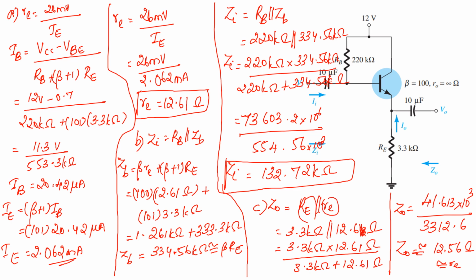Because capital RE is equal to 3.3 kilo ohm and small re is equal to 12.6 ohm, right? So compared to small re, capital RE is having a higher value. So since it's a parallel combination, you can neglect the higher value. So your result will be approximately equal to your small value, which is proved. So Z naught is equal to 12.56 ohm. Okay.